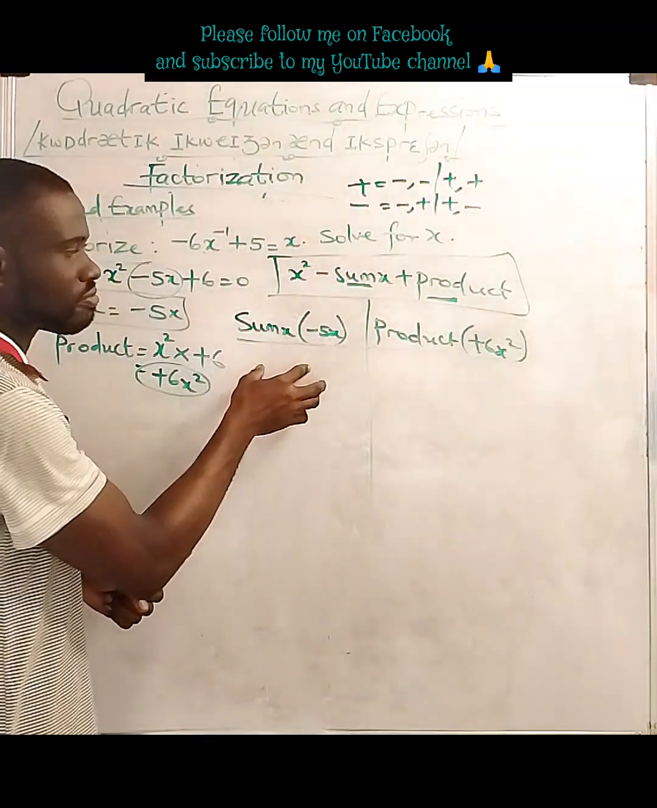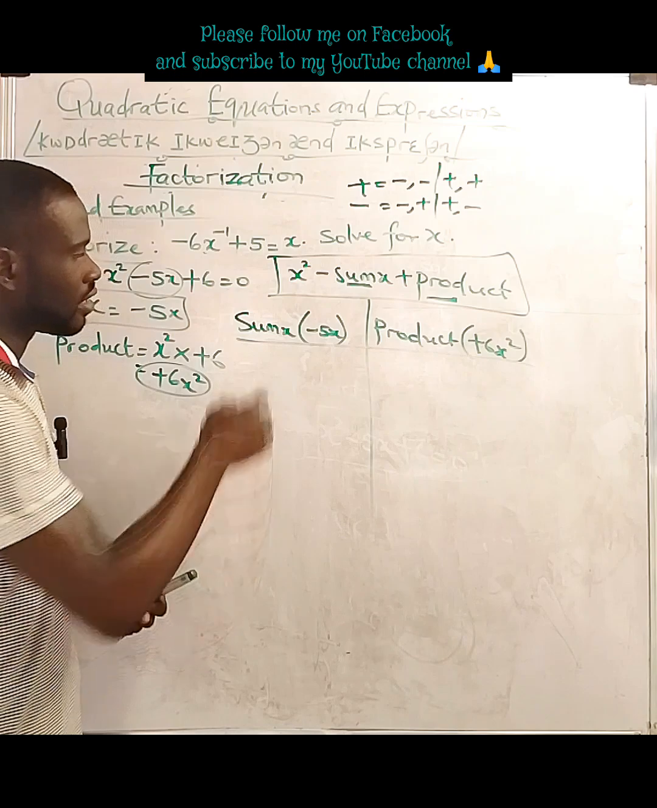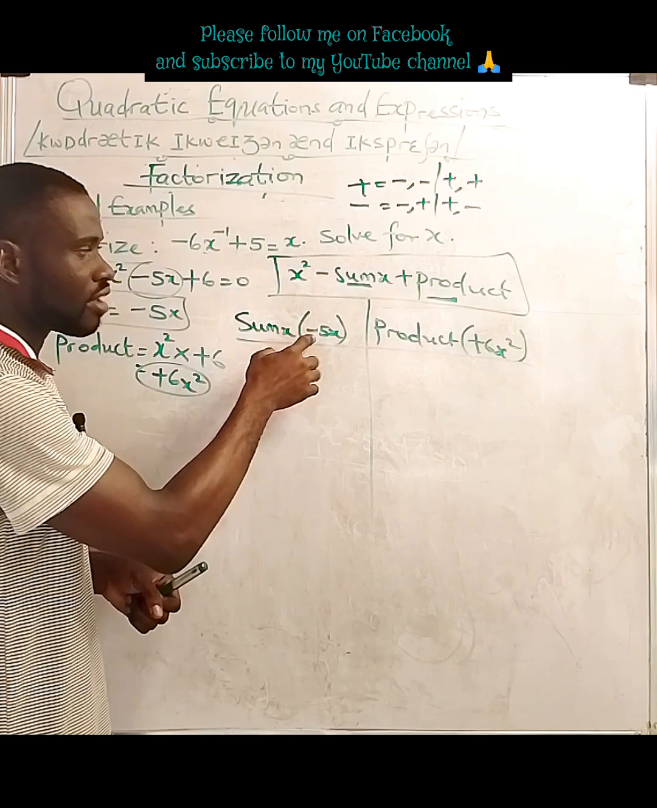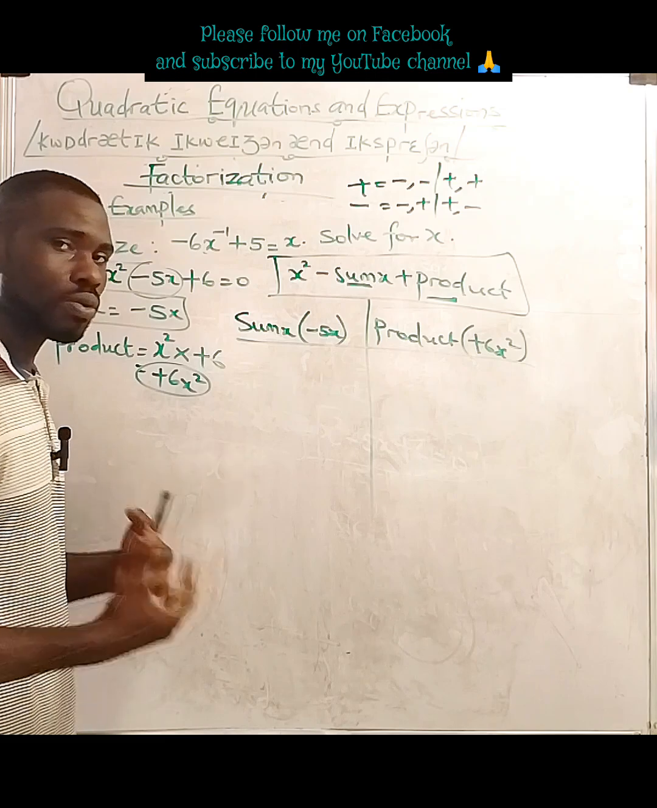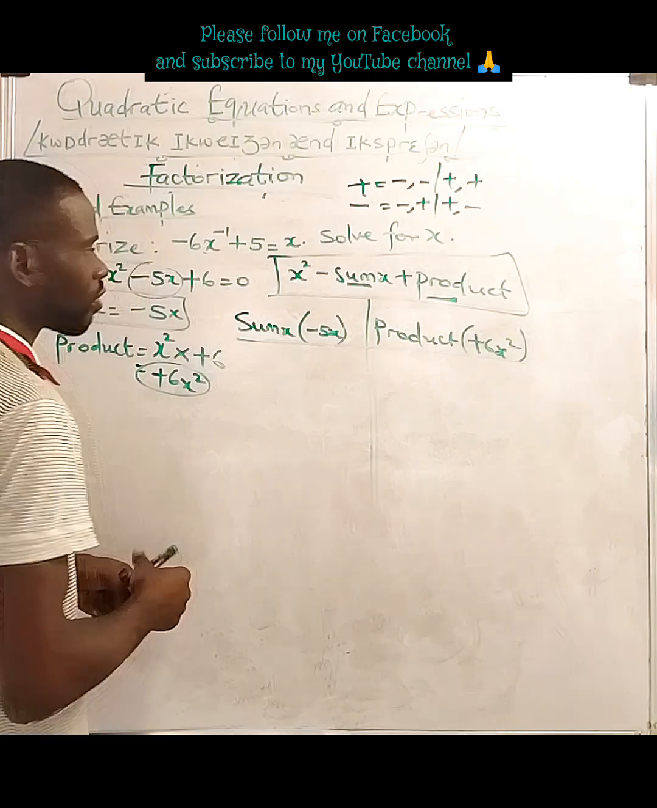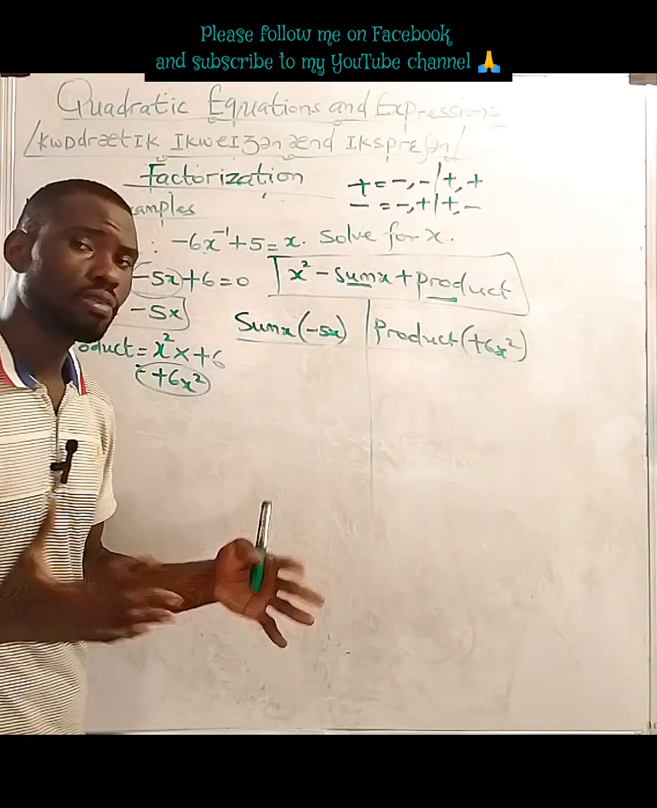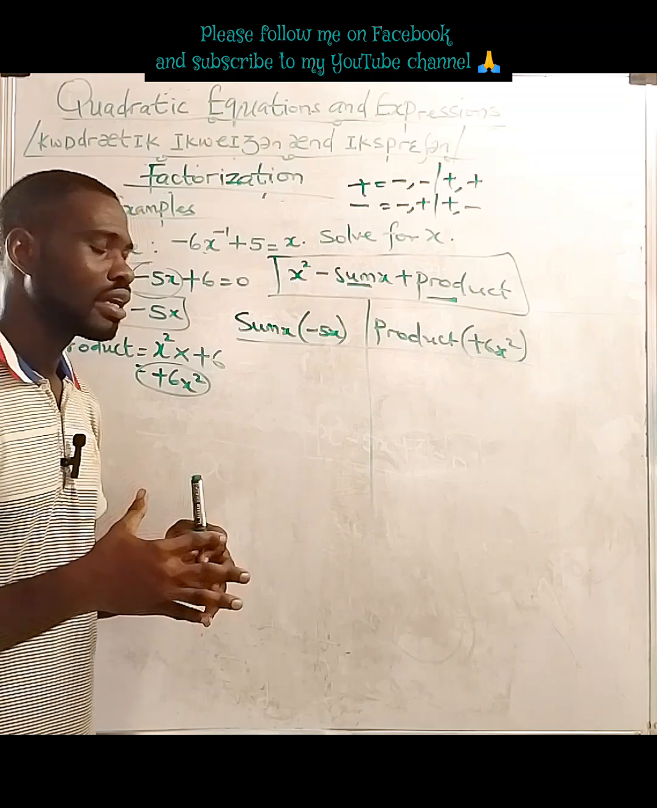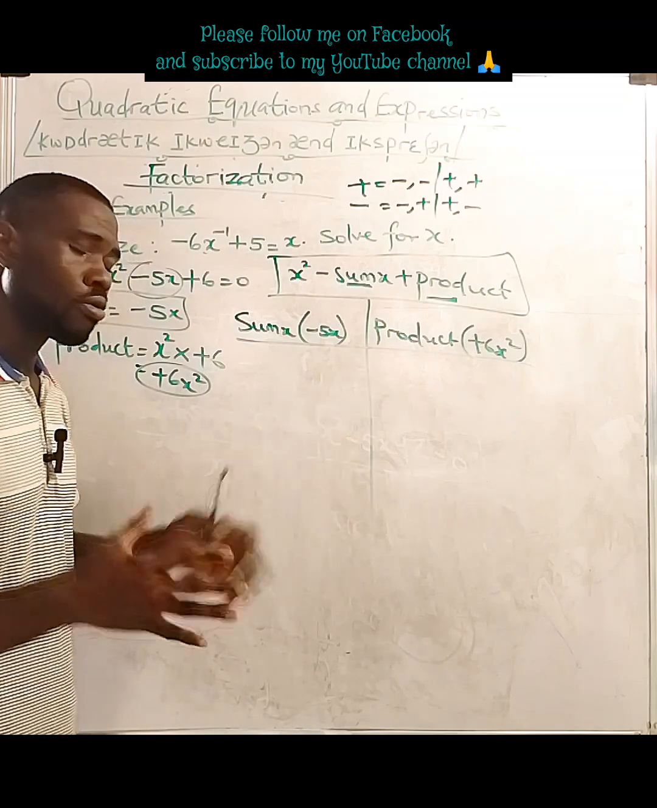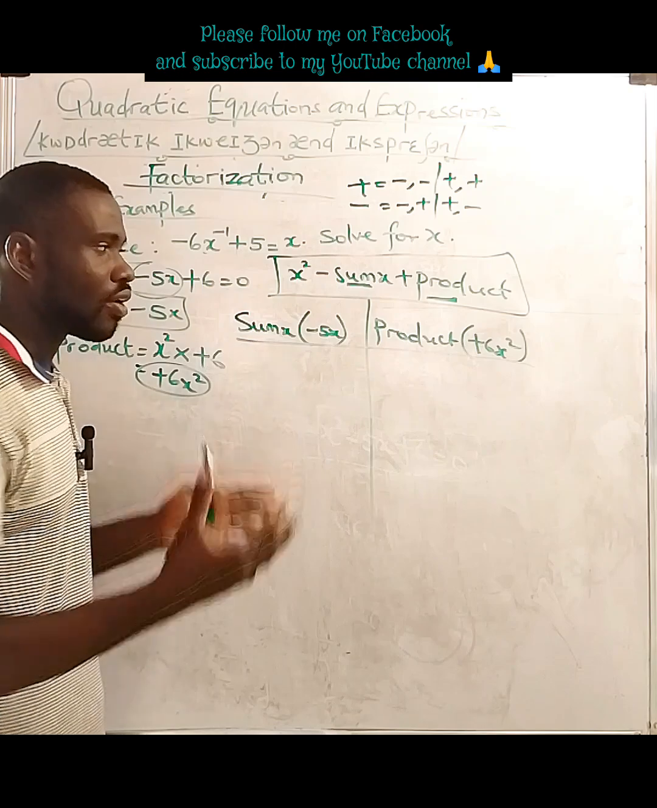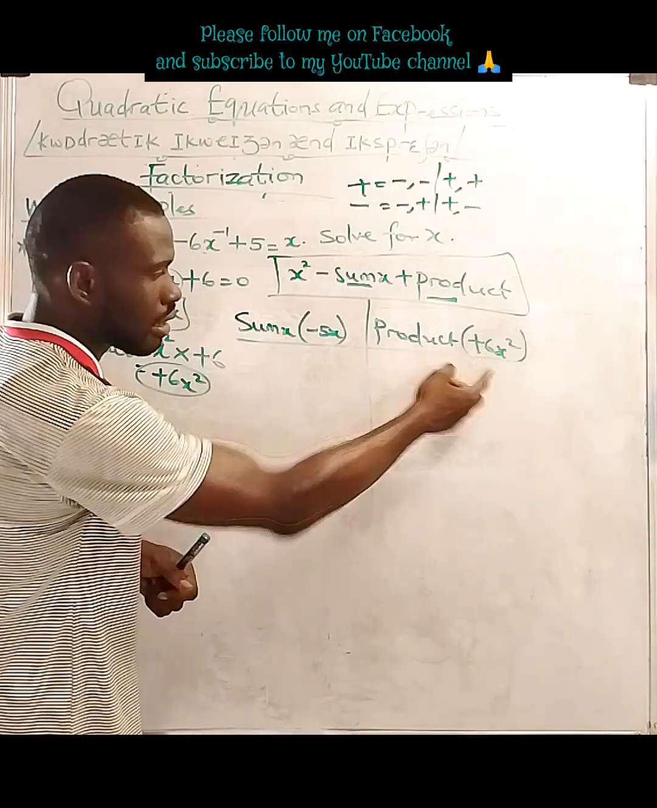Now the sum is going to confirm the kind of signs that came together. The sum is minus. So if the sum is negative, it means the two signs that came together were both negative signs. So now the question is, what are the two numbers or the two factors I'll bring together? We have both minus minus according to our analysis. When we bring them together, we're going to get minus 5. And when we multiply them, we get plus 6.